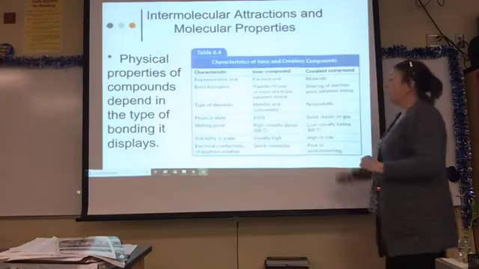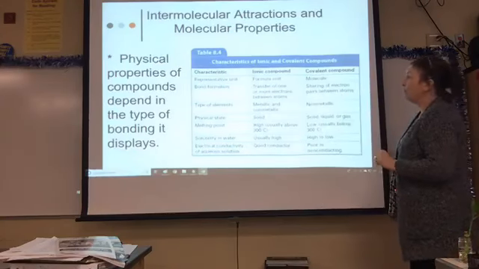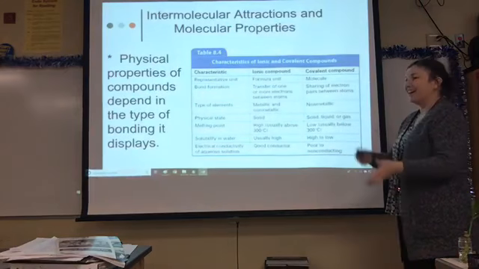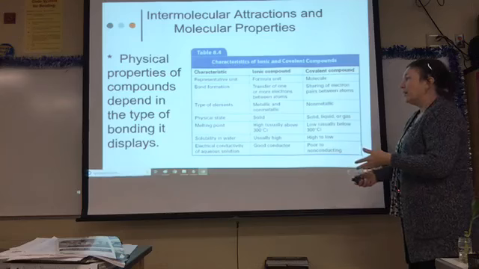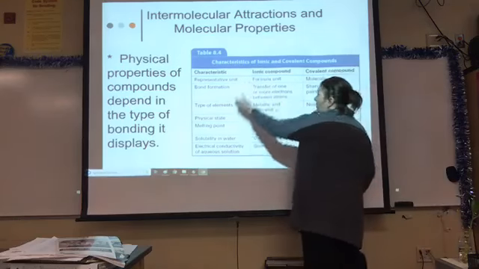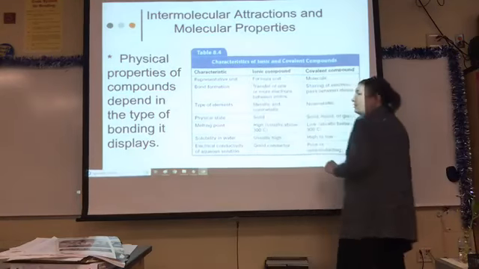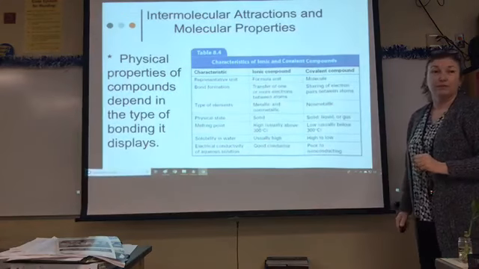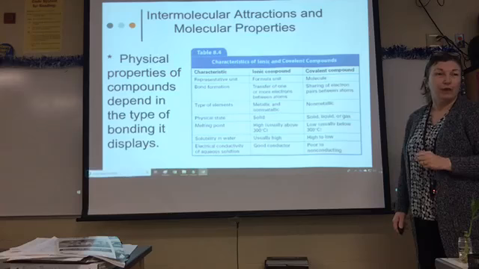And also this chart here is a wonderful comparison between an ionic bond and a covalent bond as to these different characteristics. I would definitely study this chart for the test. 8.4. Okay?